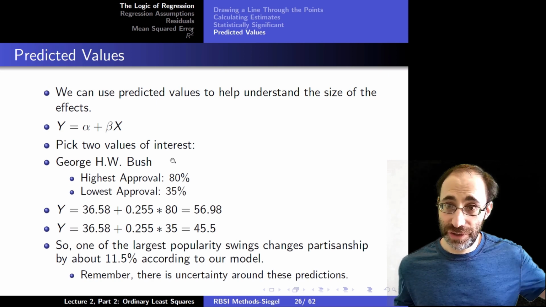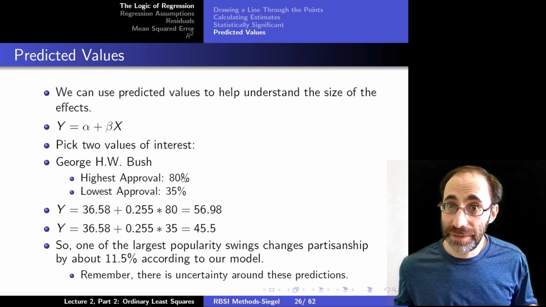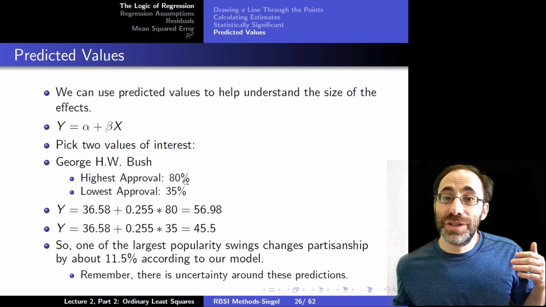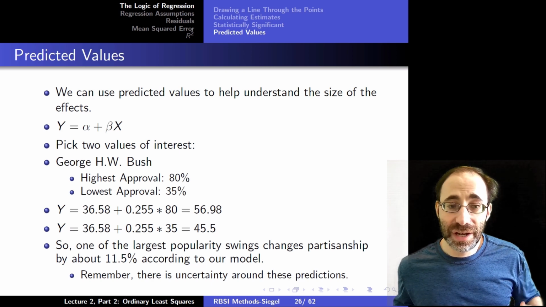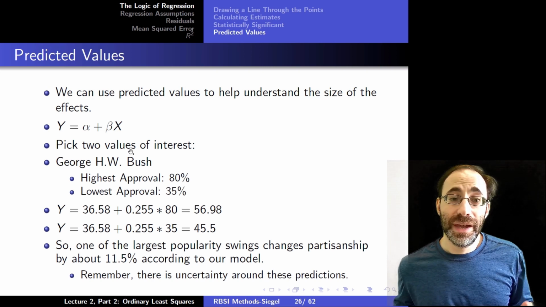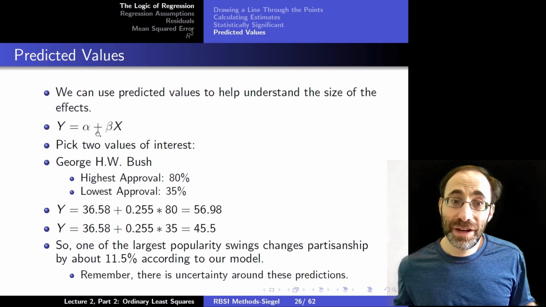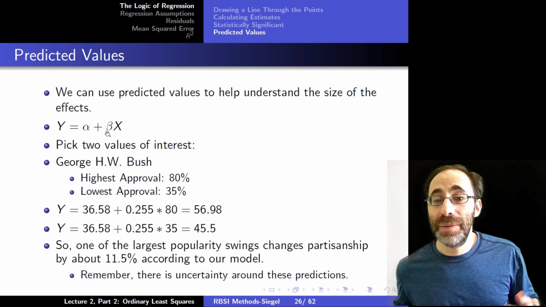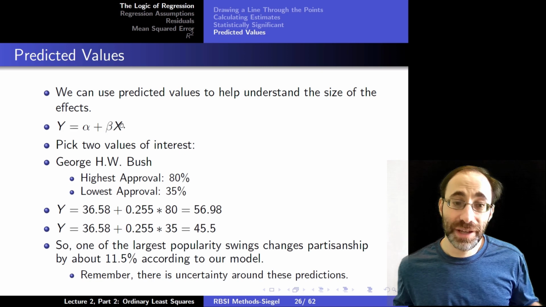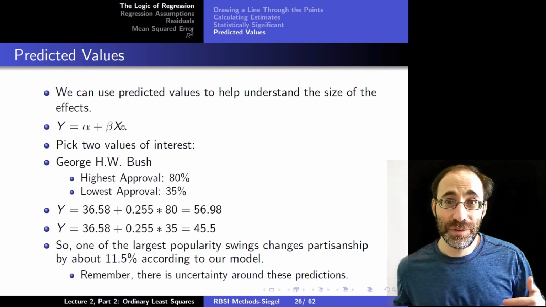George H.W. Bush, the first President Bush, had a high point in his approval of 80% and a low point of 35%. That's a big swing. To figure out what predicted levels of partisanship we should have from these data, we take this equation, y equals alpha plus beta x. We use our estimated values of alpha and beta, and we plug in the x we care about for a prediction. So first we'll plug in 80%. And remember here, you want to plug it in the same units you had before.